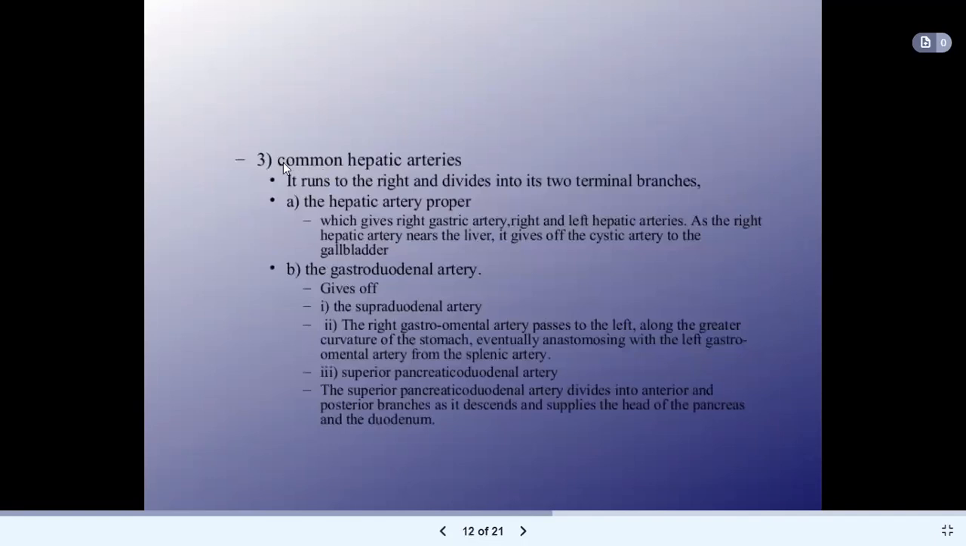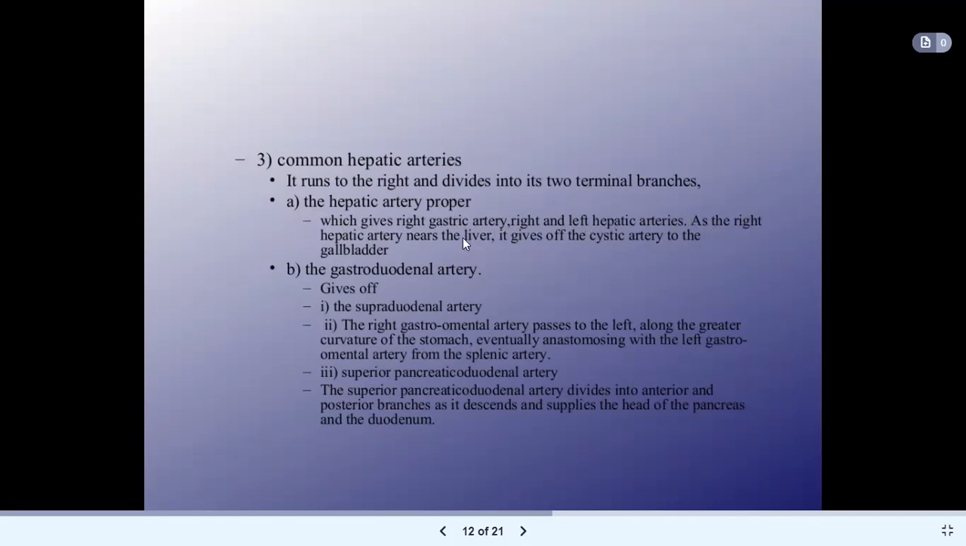Now, the third branch of the celiac trunk is the common hepatic artery, which goes to supply the liver majorly. So it runs to the right and divides into its two terminal branches. The two terminal branches are the hepatic artery proper, or proper hepatic artery, which gives the right gastric artery, and the right and left hepatic arteries. So the hepatic artery proper gives the right gastric artery, and the right and left hepatic arteries.